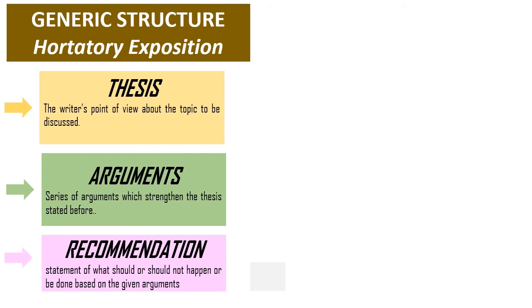Jadi, struktur umum dari hortatory exposition ini sedikit banyak mirip dengan analytical exposition. Pada paragraf awal itu sama-sama disebut dengan thesis, di mana pada hortatory ini thesis itu berisi tentang topik yang akan dibahas secara general. Kemudian, pada paragraf selanjutnya diikuti oleh arguments. Arguments ini berisi tentang seri-seri dari alasan atau pendapat-pendapat yang menguatkan tesis pada paragraf sebelumnya.